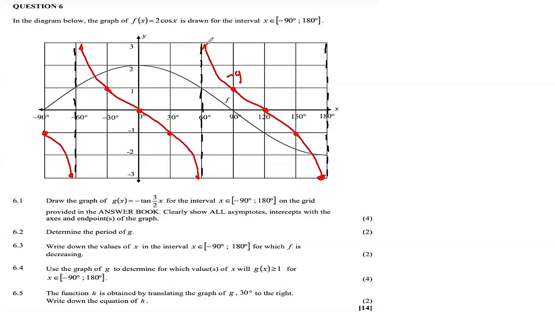So the endpoints, clearly show all the endpoints. Okay, and then that's how we have it. Then 6.2 says determine the period of g.